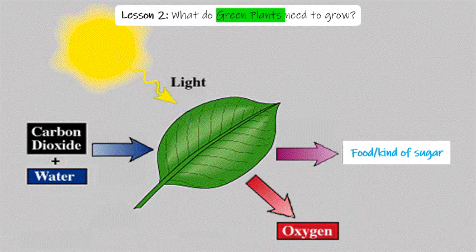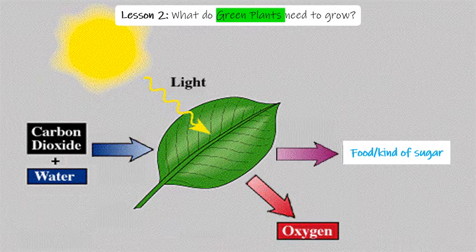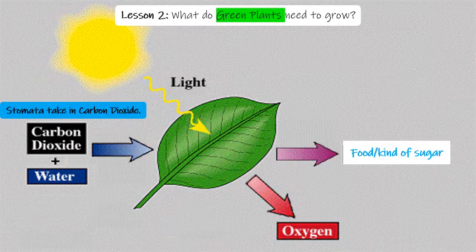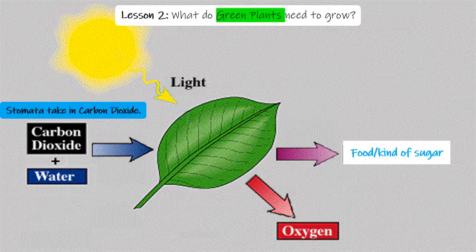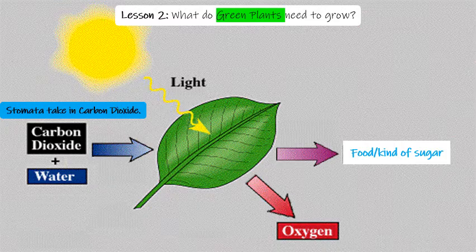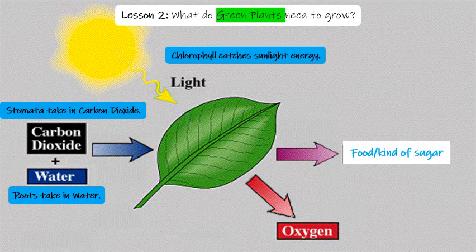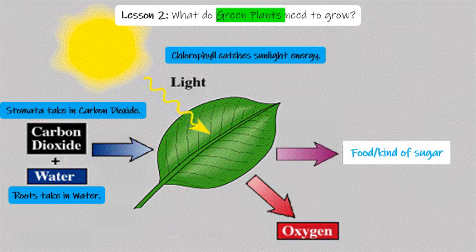Let's repeat everything together. Okay? Plants need carbon dioxide. Stomata, which are the tiny openings found on the back of the leaves, take in carbon dioxide. How do plants take in water? They use their roots. Okay? Then the chlorophyll, the green pigment found in the leaves, catches sunlight energy.